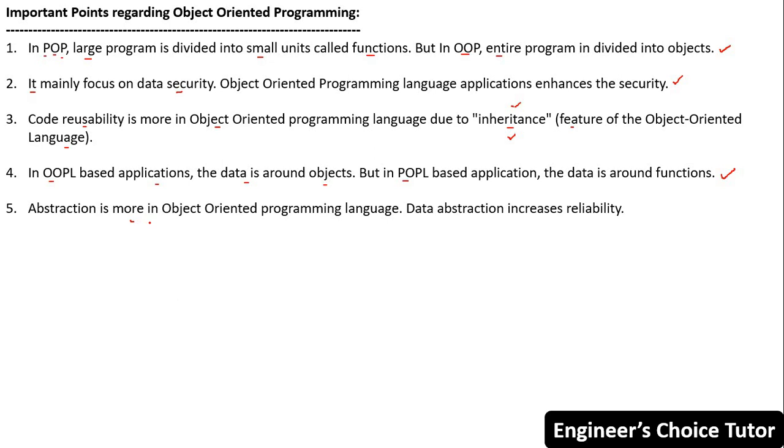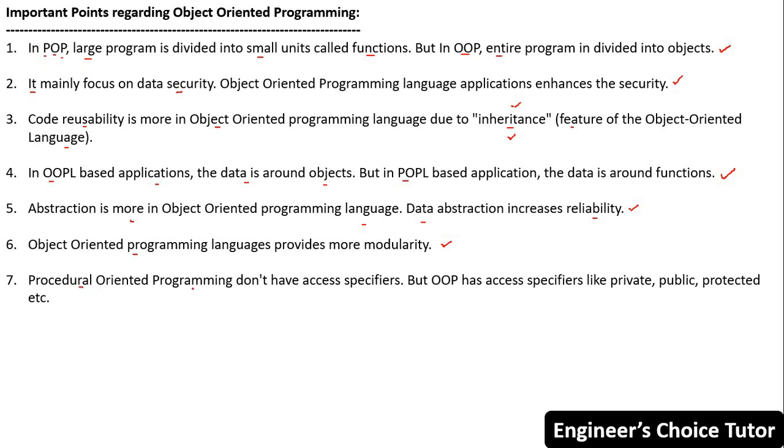Abstraction is more in object oriented programming language. Data abstraction increases reliability, right? So reliability is more in the case of object-oriented programming language. The sixth point is object-oriented programming languages provide more modularity than POPL languages. Okay. The next, procedural-oriented programming doesn't have access specifiers, but in OOP we have specific access specifiers like private, public, protected, etc.